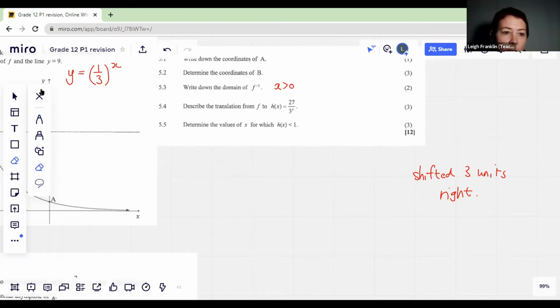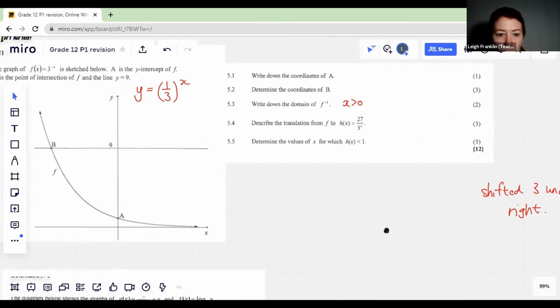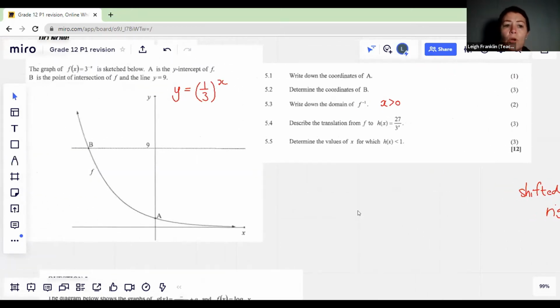What I was saying with that particular question is, when you are working with a function and its inverse, you are reflecting over the line y equals x.